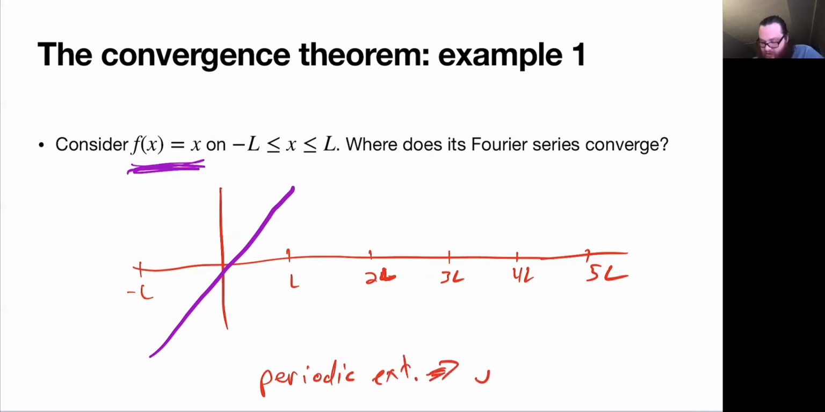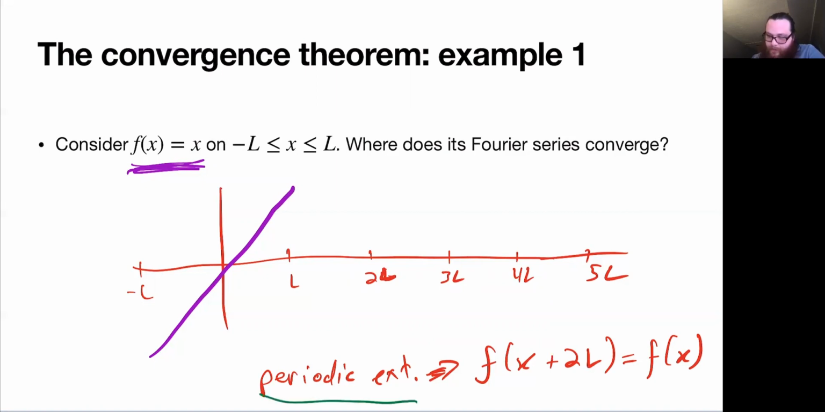We want the function, whatever function it should be, such that if you take an x value one period further along, this should be equal to the x value without adding that period. So in particular, let's draw the periodic extension in green.